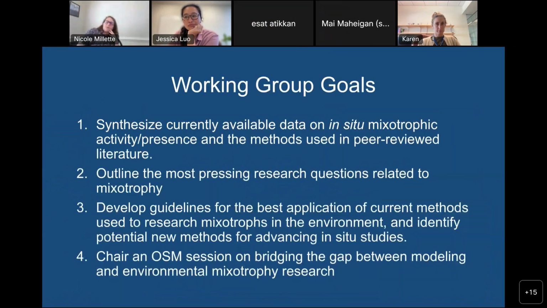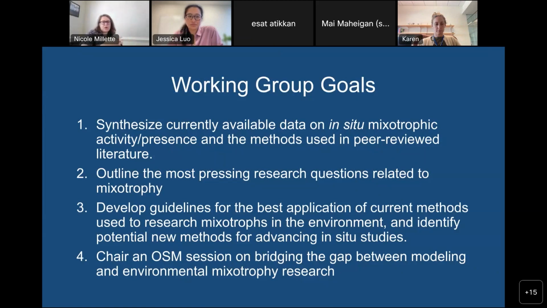So our working group goals, as they were spelled out in our proposal, were four of them. I just copied over what we have written. And the first one was to synthesize currently available data on in situ mixotrophic activity or presence, and the methods used in peer-reviewed literature. So kind of doing a synthesis paper on currently published data.